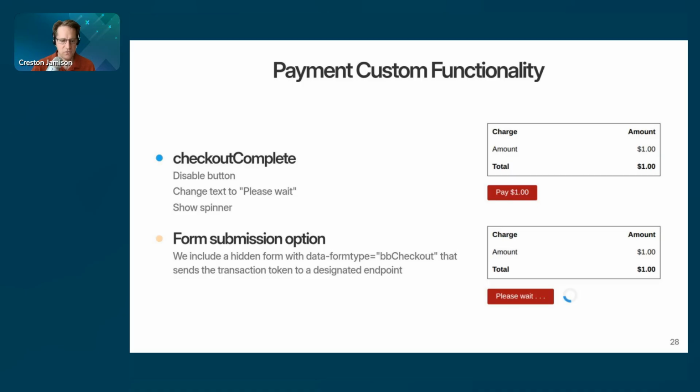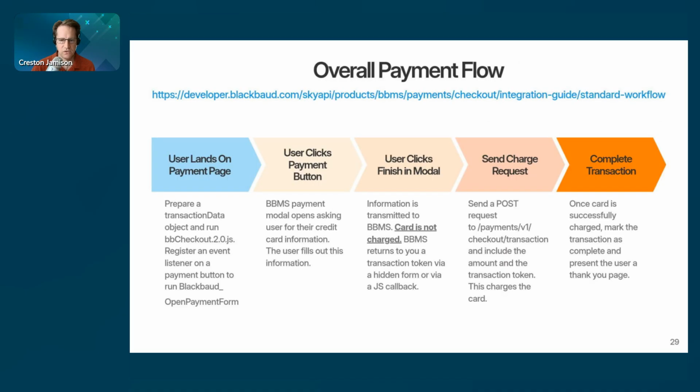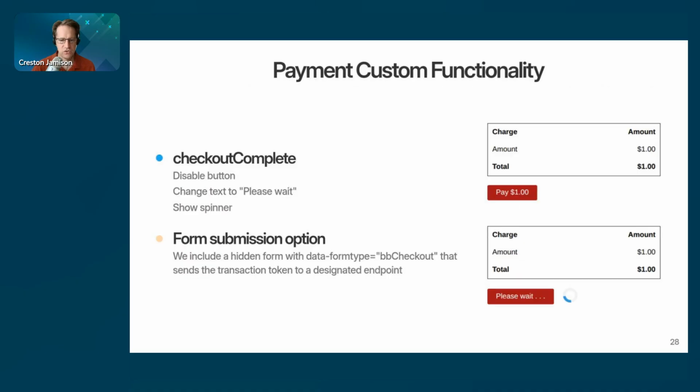In addition, if you remember, when we're looking at this, under the action user clicks finish in modal, it returns that transaction token either via a hidden form or a JavaScript callback. And we just looked at what the JavaScript callbacks look like, but we actually chose to use a hidden form. So it actually submits a form to an endpoint in our application, and that's where we take the transaction token to prep it and to send the payment request to Blackbaud.